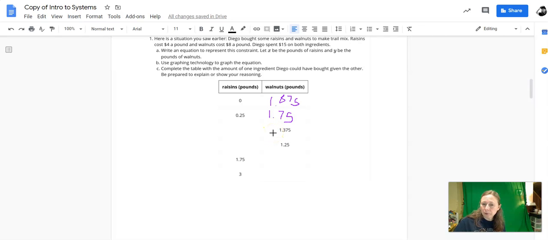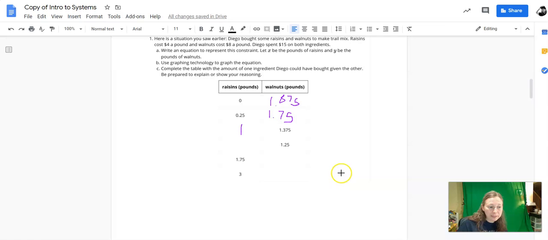If we bought 1.375 pounds of walnuts, then we need to figure out how many raisins we're getting. So 1.375 times 8 would be $11 that we spent on walnuts. That gives us $4 left we would have spent on raisins. And at $4 a pound, that means we would have bought 1 solid pound of raisins. I'm going to let you work through the rest of this table and finish filling it out.